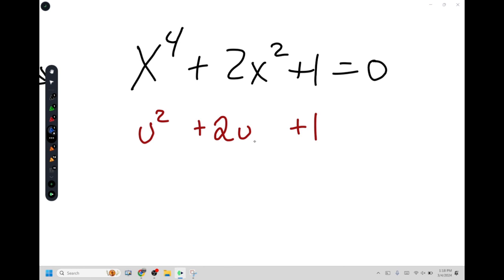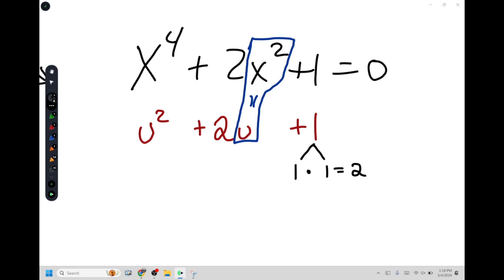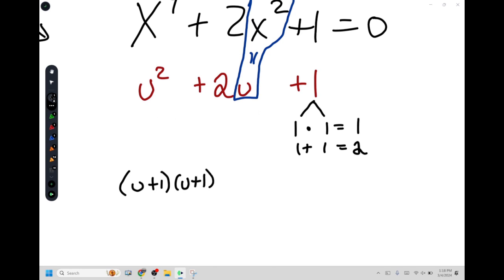So what does that make U? U is equal to x squared now. We're going to factor. Are there any multiples of 1 that add up to give me 2? 1 times 1 equals 2? No. But 1 plus 1 equals what? I did both of those wrong. Okay, so we get U plus 1, U plus 1 equals 0. They are the same. You're right. But U plus 1 equals 0 yields what is the U?